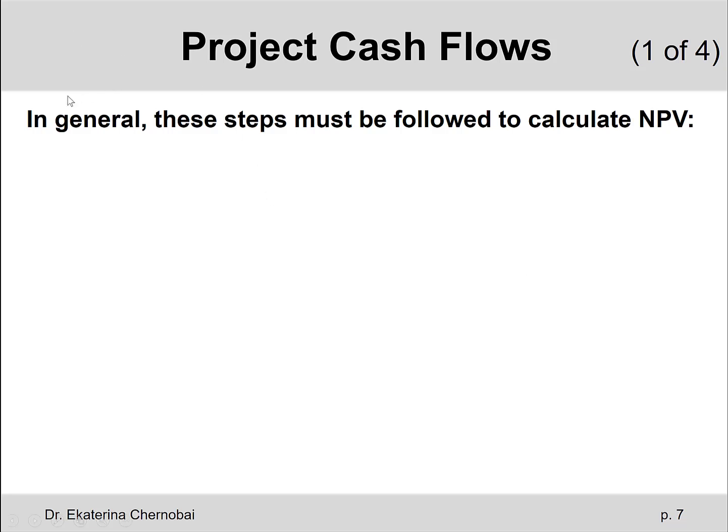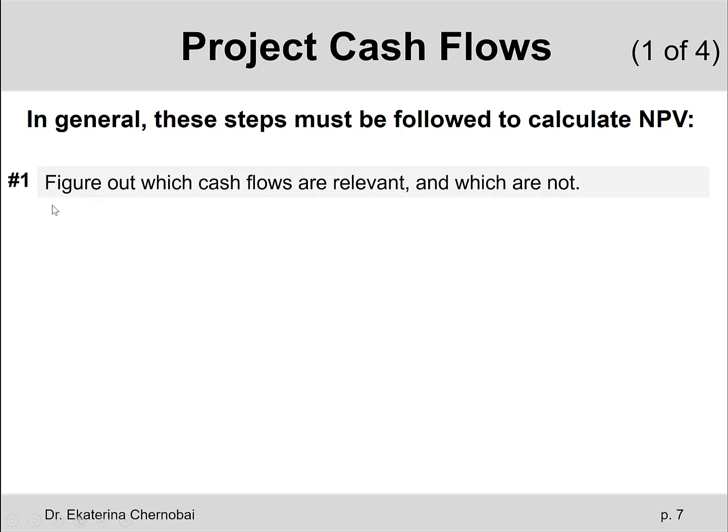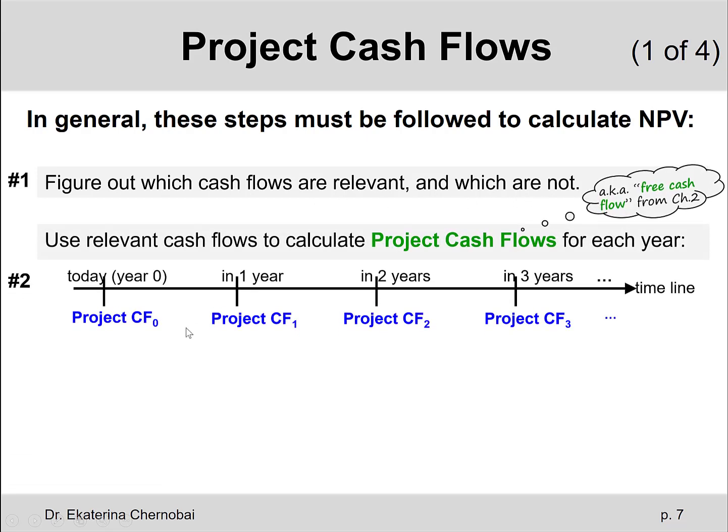So, in general, these steps must be followed to calculate the net present value. Step 1, figure out which cash flows are relevant and which cash flows are not relevant. Step 2, only use the relevant cash flows to calculate the so-called project cash flow for each year. From Chapter 2, project cash flow is also known as free cash flow.